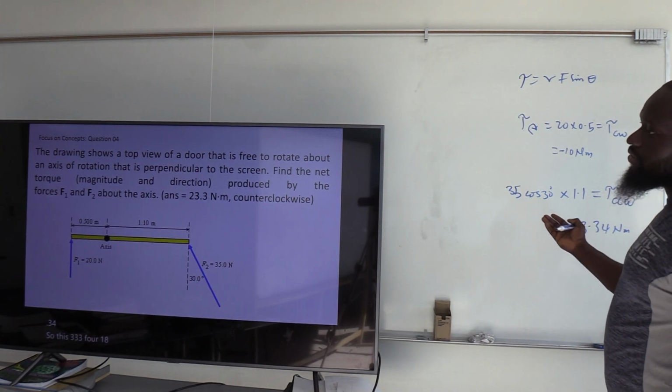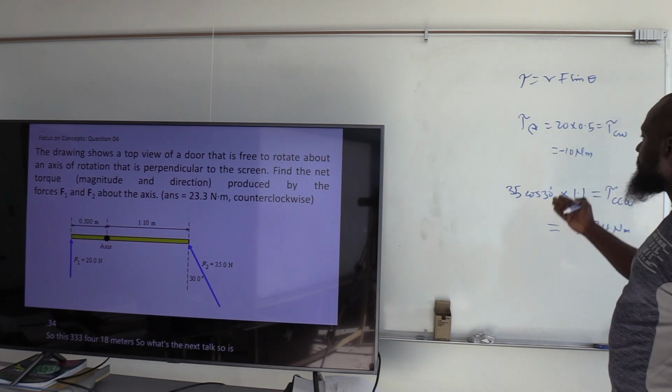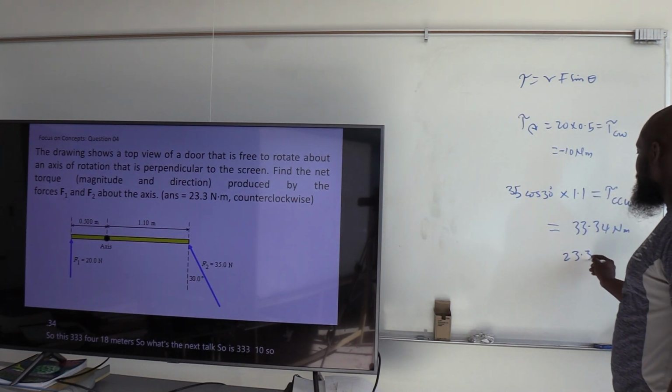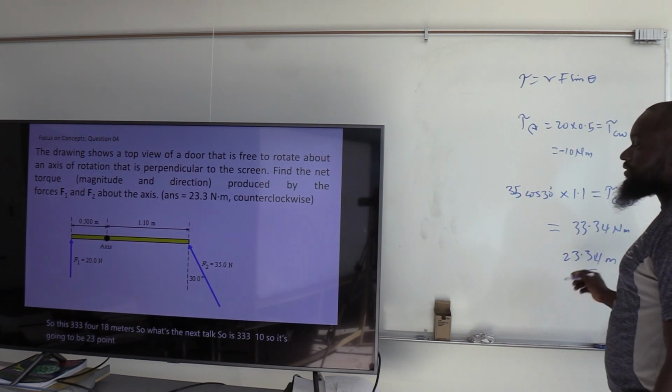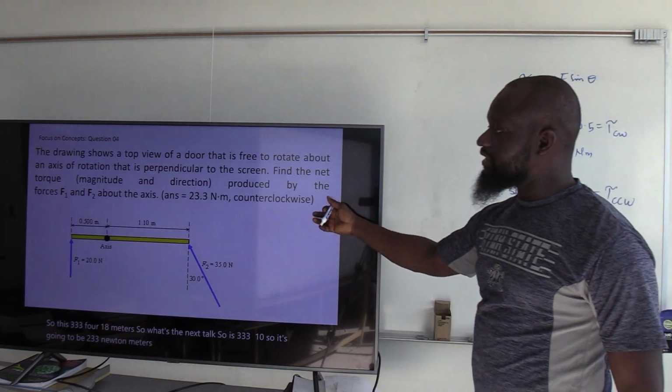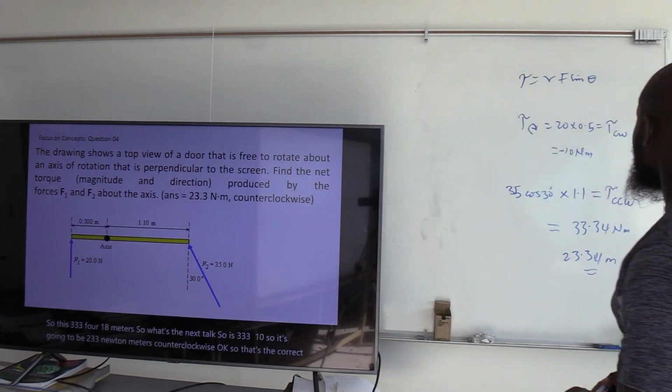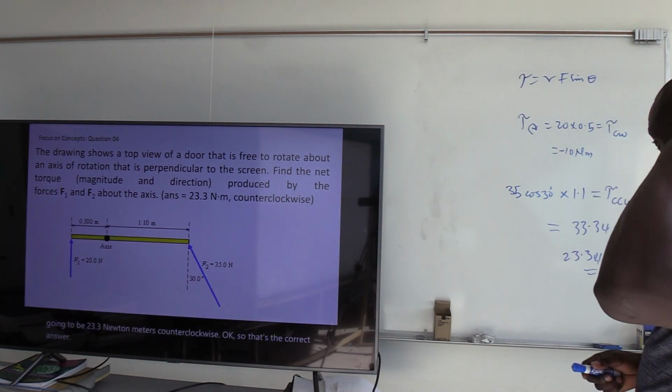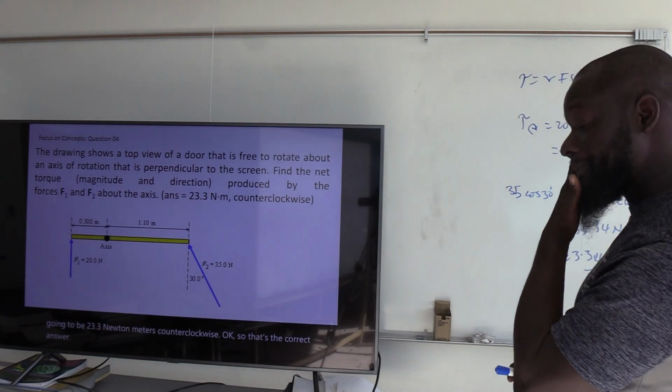So what's the net torque? It's 33.3 minus 10. So it's going to be 23.3 Newton meters counterclockwise. Okay? So that's the correct answer. That's how you get that.